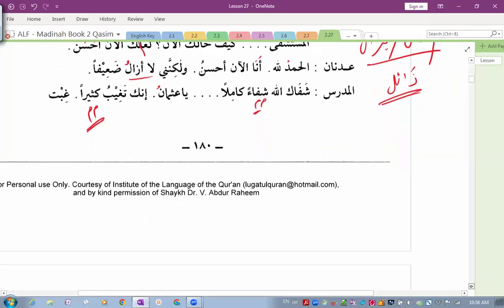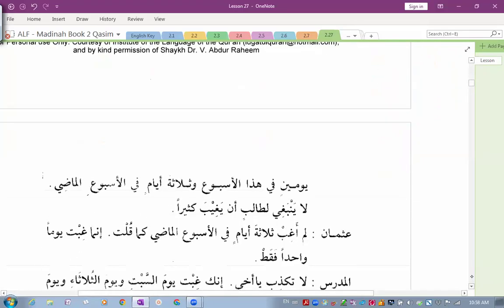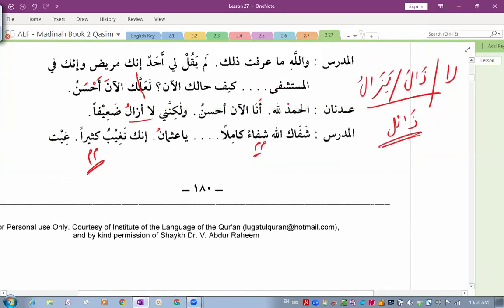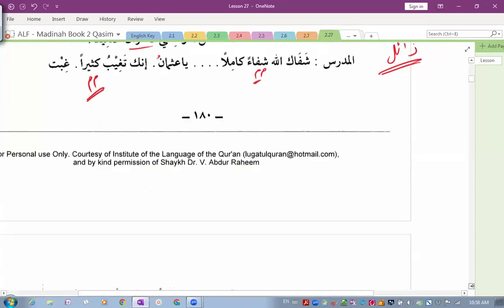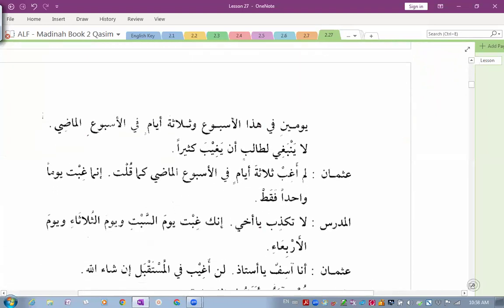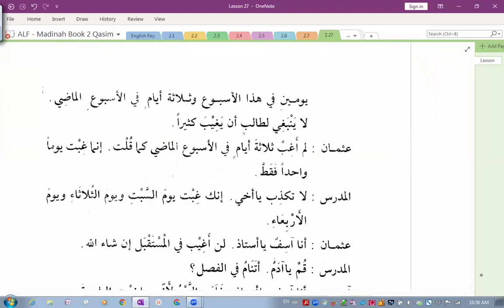غبت يومين في هذا الأسبوع وثلاثة أيام في الأسبوع الماضي. So the teacher says that you have been absent a lot. You were absent this week 2 days, يومين, and 3 days in the last week.